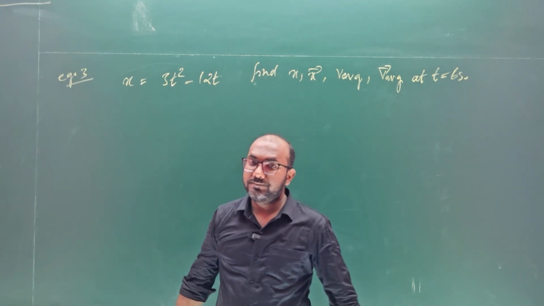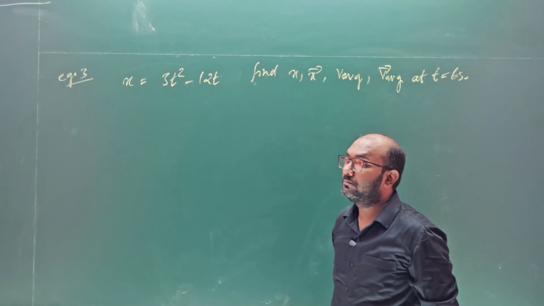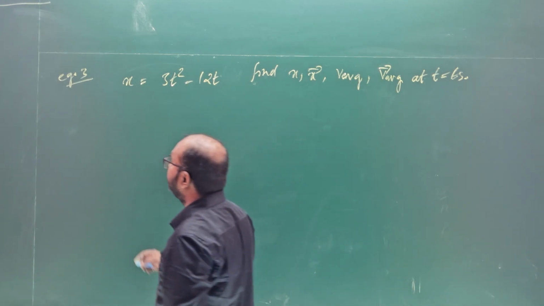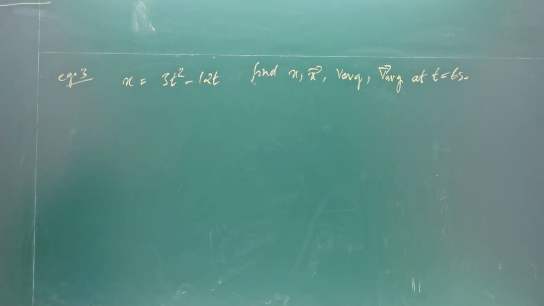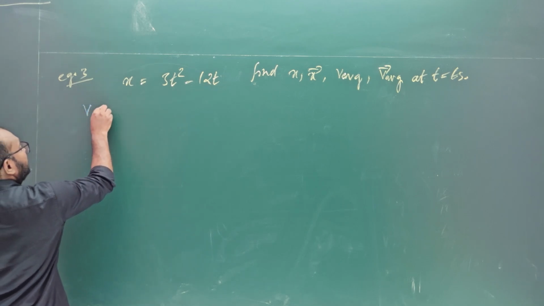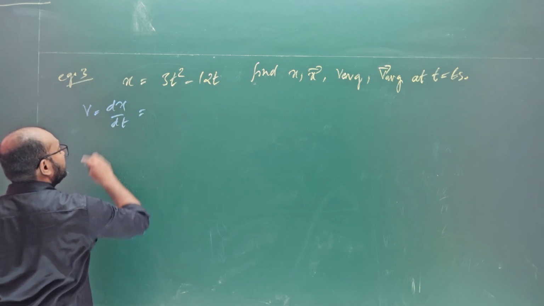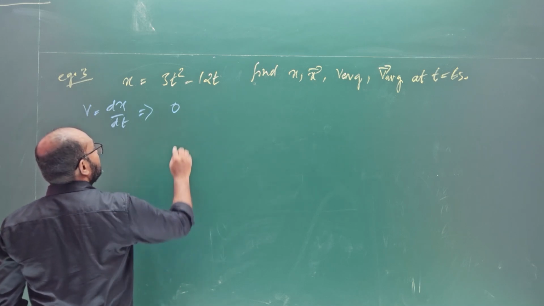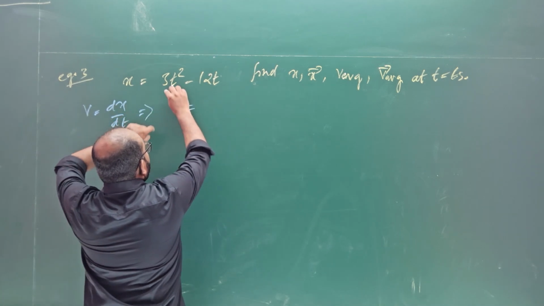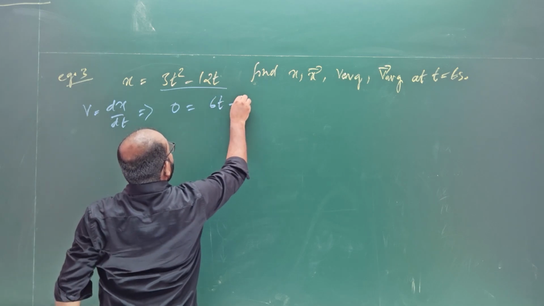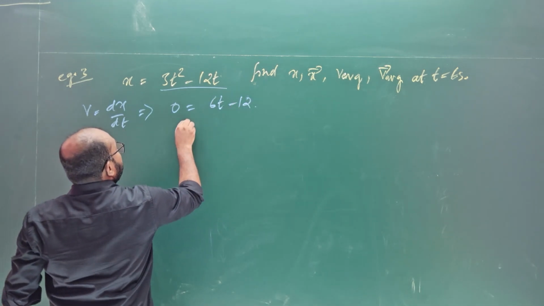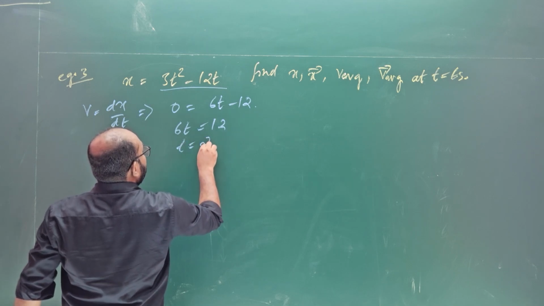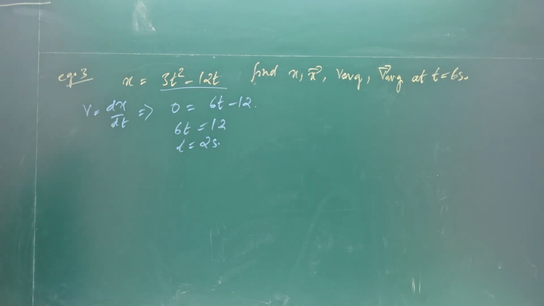Okay, anyone got the answer? Shall I go? So, v is equals to dx upon dt, first thing. And velocity should be 0. So, 0 is equals to differentiating this equation, and this becomes 6t minus 12, or 6t is equals to 12, t is equals to 2 seconds. How many got? Okay, very good. So at t is equals to 2 seconds, the body's velocity is 0.